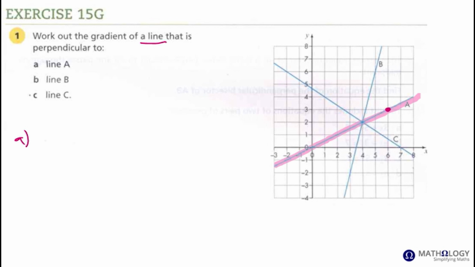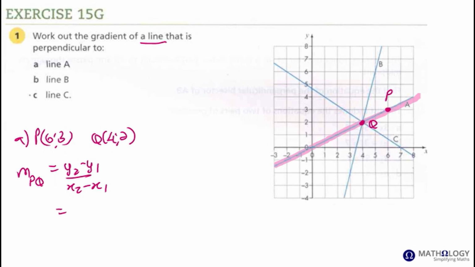Let's take this point here, 6, 3. Call that point P. And we'll take this point over here, 4, 2. Call that point Q. So the gradient of PQ, line A, is given by y2 minus y1 over x2 minus x1. So it's going to be 2 minus 3 over 4 minus 6. That's minus 1 over minus 2. So the gradient of PQ equals positive a half, no decimals.